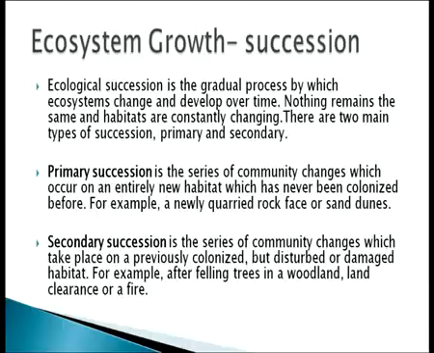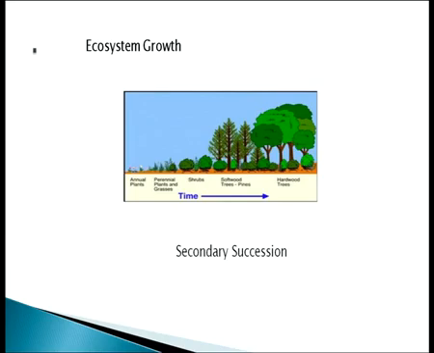The second type is secondary succession, which is a series of community changes that take place on a previously colonized but disturbed or damaged habitat. In this type of habitat, a large amount of nutrients is already present. Therefore, it can start from a higher level of organisms. For example, in this figure you can see it beginning with perennial grasses, leading to the formation of shrubs, simple trees which have soft wood, and then the higher forms of trees. Thank you for your patient listening.